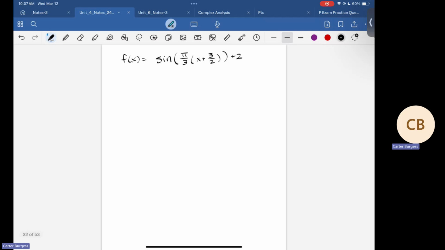What are the starting points again? 0, pi over 2, pi, 3 pi over 2, and 2 pi. So it's every 90 degrees. So 0, pi over 2, pi, 3 pi over 2, and 2 pi. Yep.